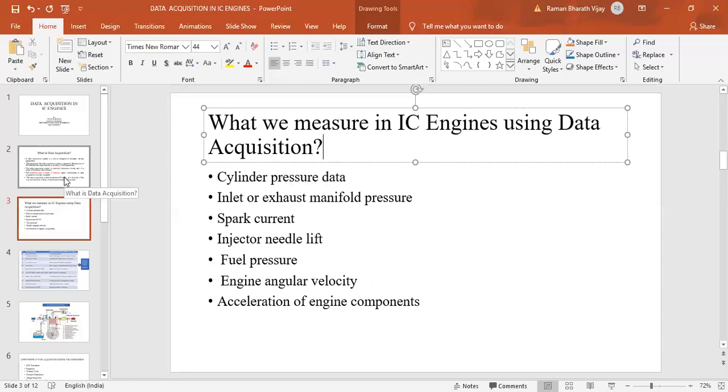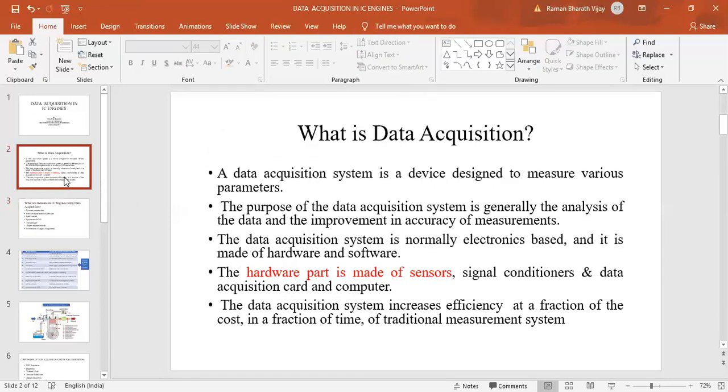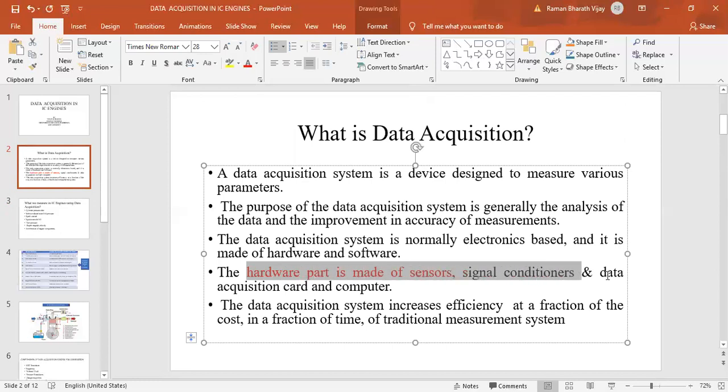Before entering the components of data acquisition, we have to know what is data. Data is an information. What do we mean by data acquisition? It is used to measure some parameters. Data acquisition is divided into two things, hardware and software. Hardware is made up of the sensor, signal conditioning, data acquisition card, and computer. These are the major hardware.